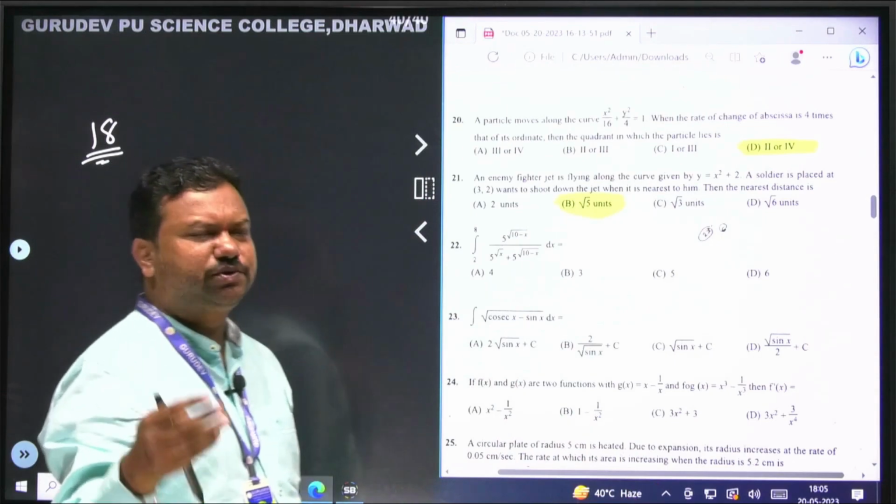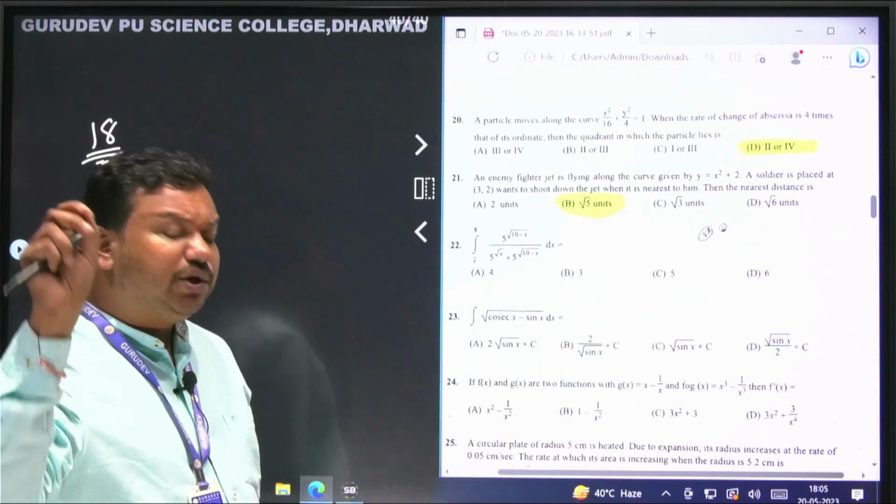y is equal to x square plus 2, this has to be differentiated. Listen to this distance formula correctly.